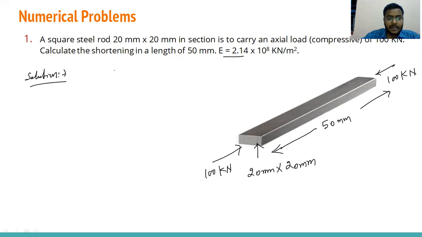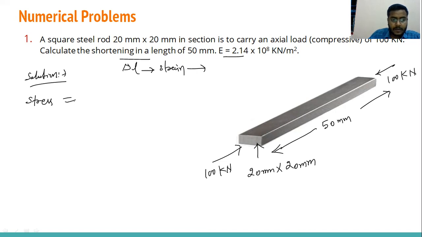So we have to calculate the shortening of length, which means we have to calculate delta L. To calculate delta L, first we have to calculate strain. To calculate the strain, we have to apply the formula relating stress and strain. E is given, and load is given, so first we can calculate stress. What is the stress?